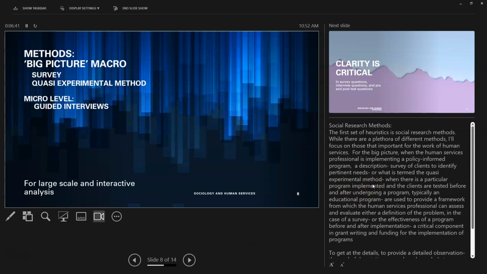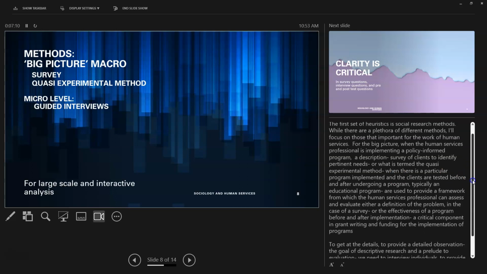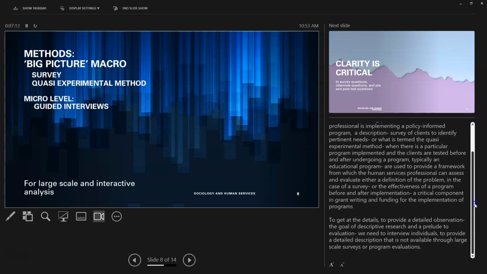Social research methods, or how we know what we know. The first set of heuristics is social science research methods. While there are a plethora of different methods, I'll focus on these that are important for the work of human services. For the big picture, when the human services professional is implementing a policy-informed program, a description, survey of clients to identify pertinent needs, or what is termed the quasi-experimental method, where there is a particular program implemented and the clients are tested before and after undergoing a program, typically an educational program.